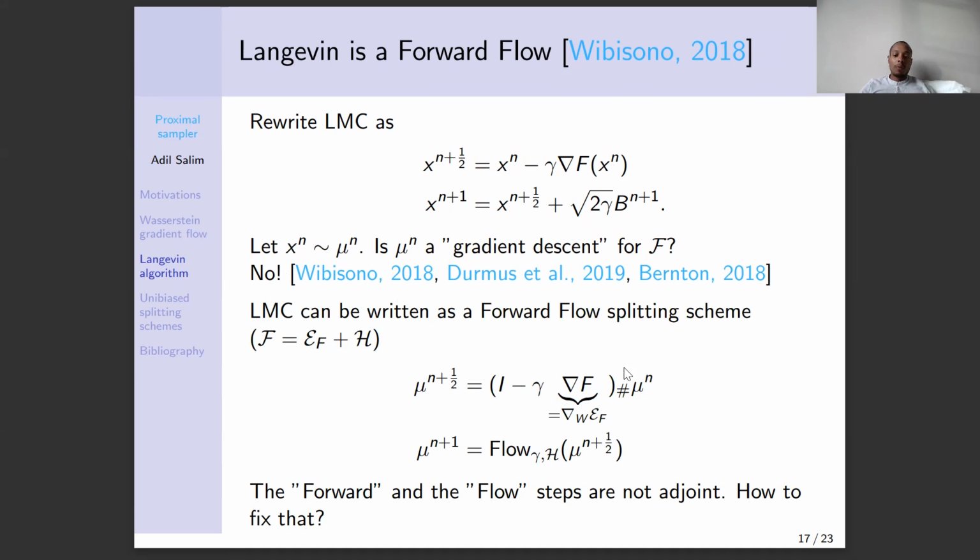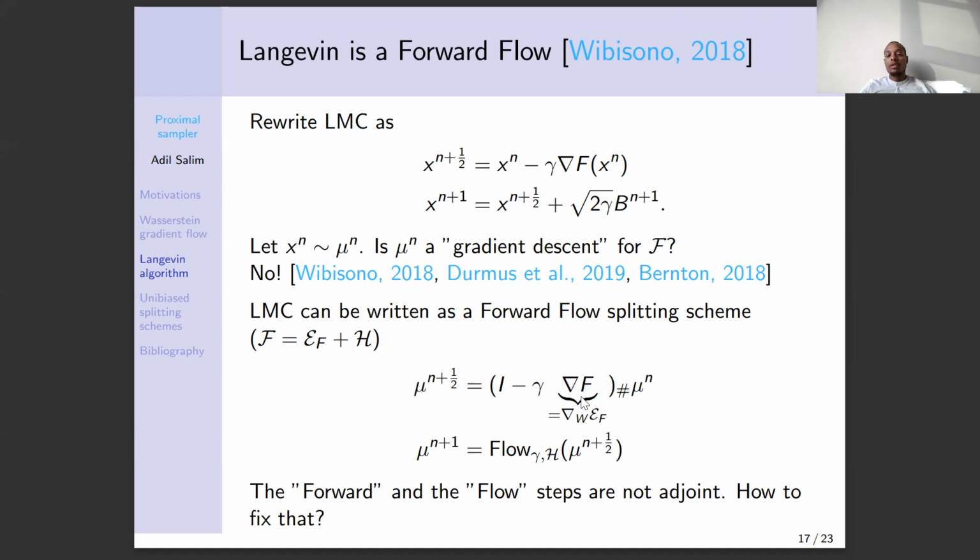It means that to go from mu n to mu n plus half, what did I do? I applied the deterministic map to the point xn. I applied this map, identity minus gamma gradient of f. So this means that mu n plus half is obtained from mu n by taking the image measure, because I applied a deterministic map, the image measure by the map identity minus gamma gradient of f.